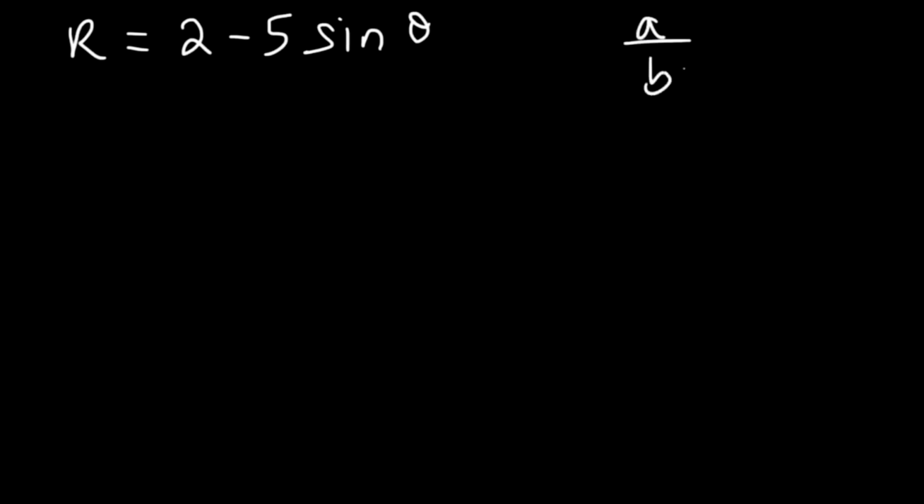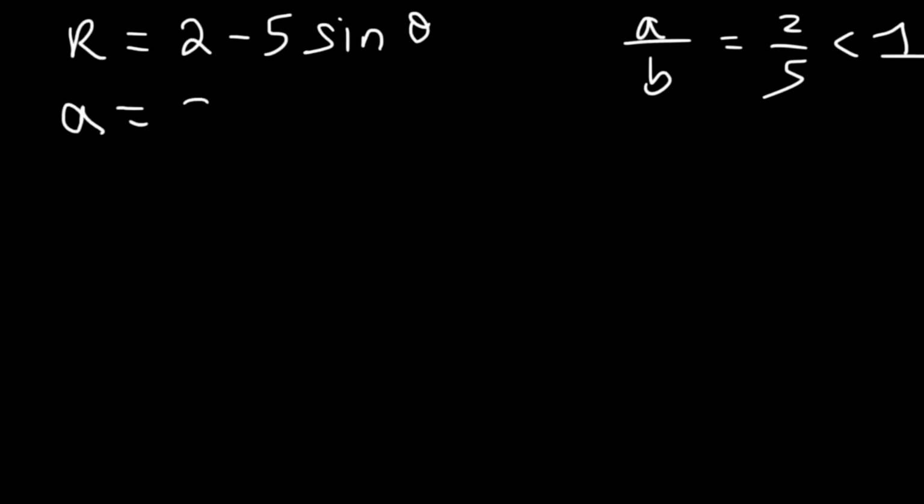So let's say r is equal to 2 minus 5 sine theta. So try this one. The first thing I would keep in mind is in what direction will it open? We know that a over b, which is 2 over 5, is less than 1, so this is a limacon with an inner loop. But notice that we have a negative sign, so therefore it has to open in a negative y direction.